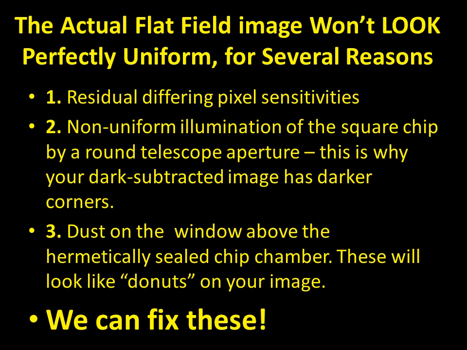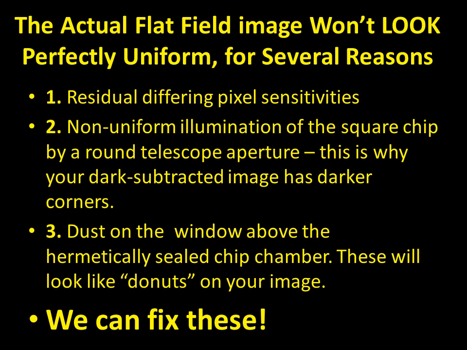The actual flat field, when you look at it, will not be perfectly uniform because of several effects. So one is there's residual differing pixel sensitivities. So pixels, again, build up light at slightly different rates. Also, and this is more important, the non-uniform illumination of the square chip. So we have a round telescope aperture, obviously, and we also have a secondary mirror in the optics, and both of those are going to mean a non-uniform illumination of a square chip.